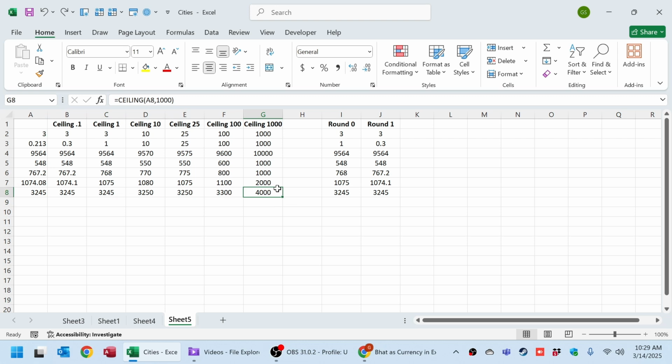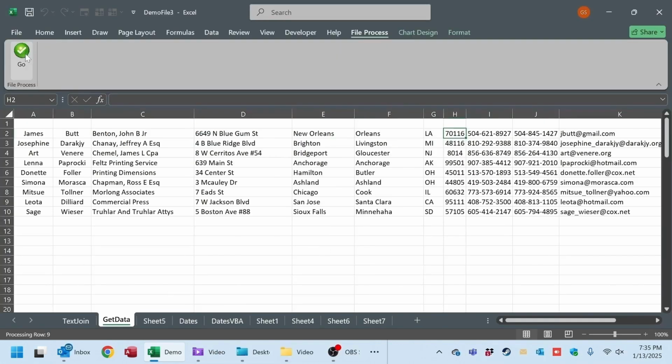So it's a nice way to use rounding, but to a very specific number that you're looking for, as opposed to the round function where you can say round to the nearest digit or the nearest 0, 0.1 or 0.01. But that's kind of it with the round function. The ceiling function gives you a lot more functionality to be able to round to a very specific number that you choose.